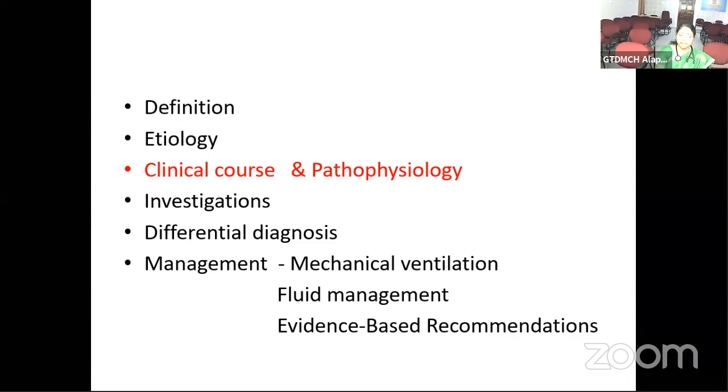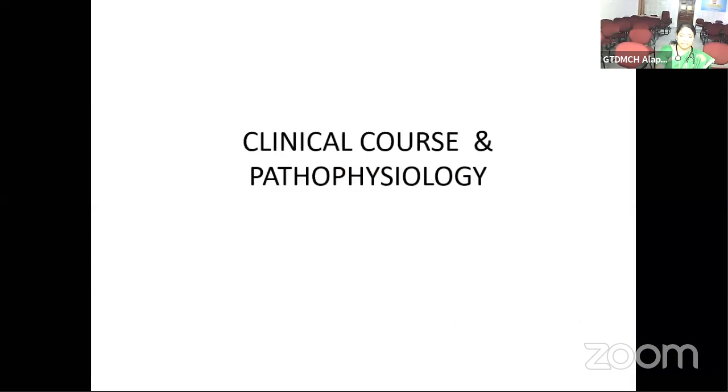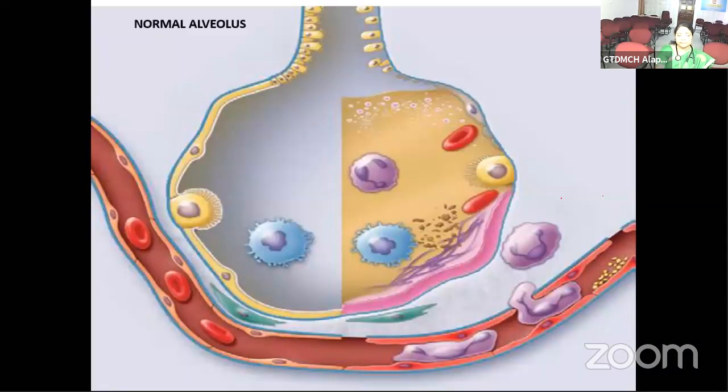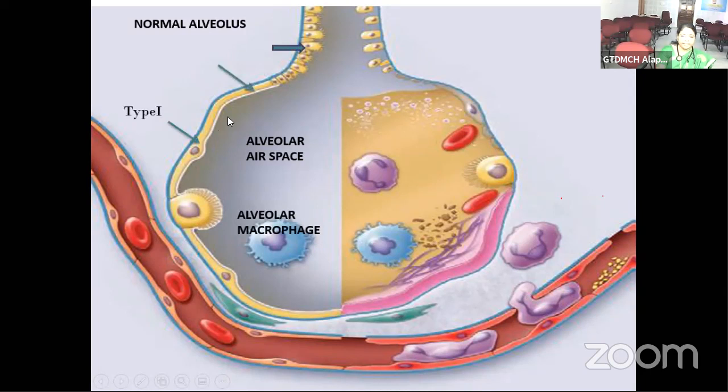Next, we will go to clinical course and pathophysiology. Both will go hand in hand, so we are discussing them together. This is the picture taken from Harrison. On this half there is a normal alveolus, and this half you need not bother with now. In the normal alveolus, this is the alveolar airspace, and this is an alveolar macrophage. Then this arrow shows the alveolar epithelial cells, and these are the type 1 pneumocytes, and this white line is the surfactant, and this blue line is the alveolar basement membrane.